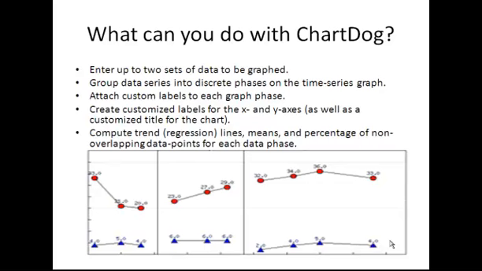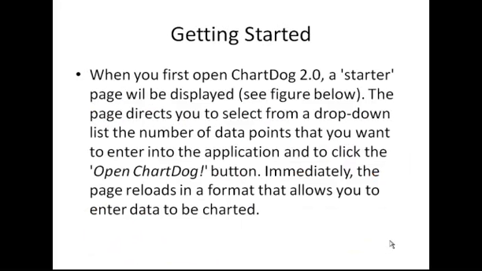And then you can also compute your trends or regression lines, means, percentages of data points for each data phase. So there's a lot of different things that you can do with ChartDog, but we're going to try and keep it very simple for this first project. So what do you do when you're getting started?